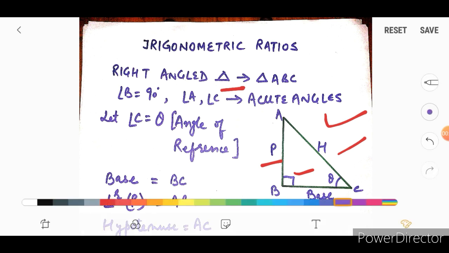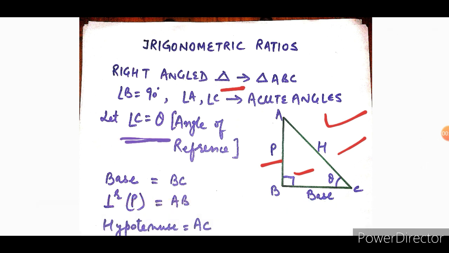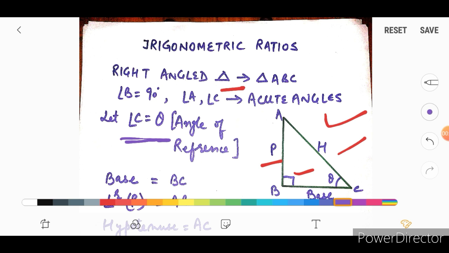Okay, and where is the angle of reference? Most important part here is where is the angle of reference? This angle theta is the angle of reference. So when all these things regarding a right triangle are clear, then only you can very clearly start with the trigonometric ratios.